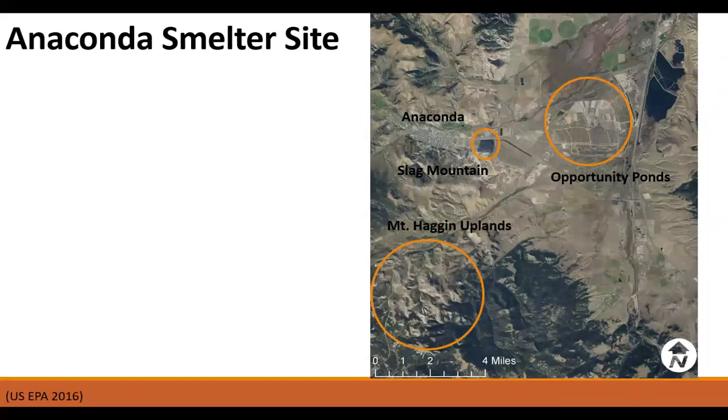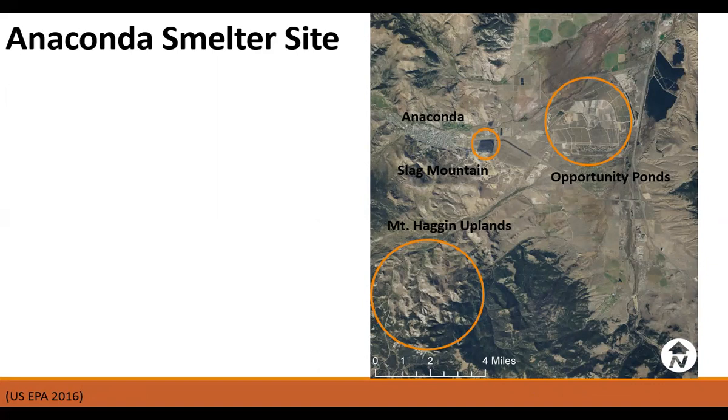So if you zoom in a little more on this Anaconda smelter site, Anaconda being here, here's Smelter Hill, Mountain Con, and just south of Anaconda, 4 miles or so, air miles, maybe not even, is this area known as Mount Haggin. And this area here should look like that, but it does not.